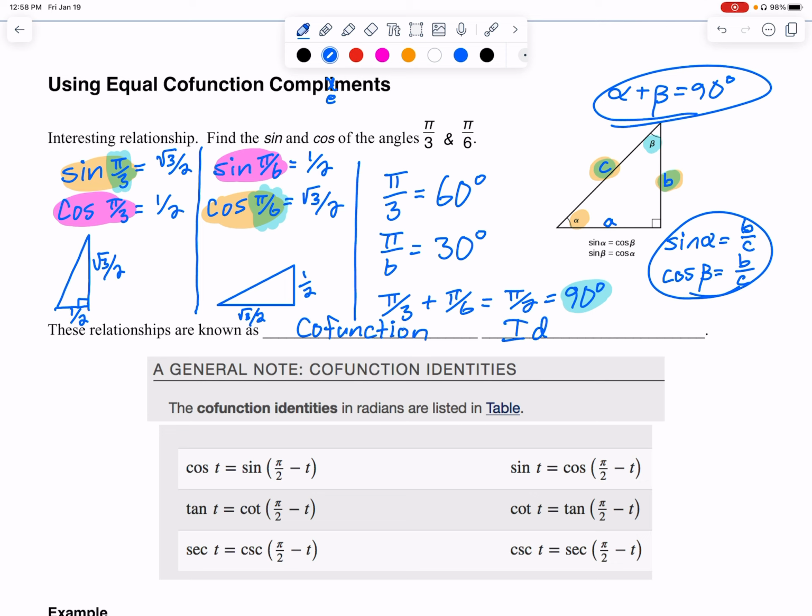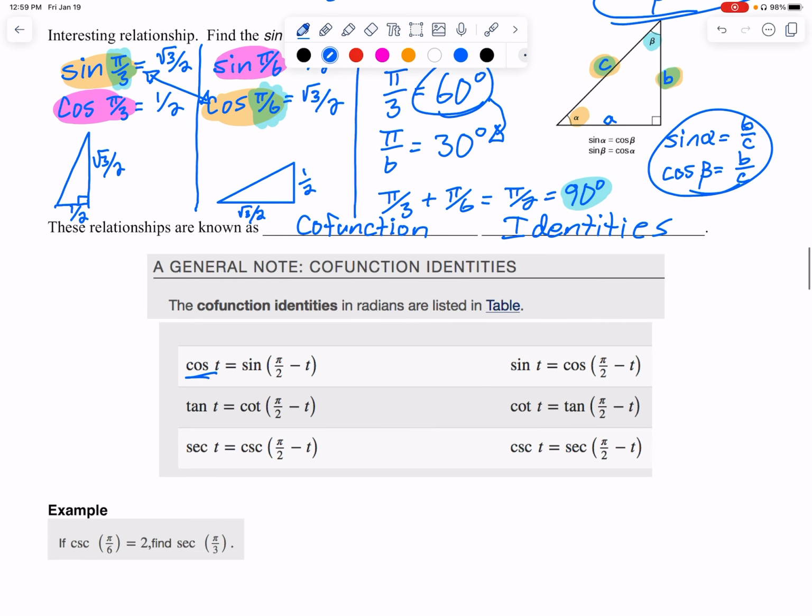identities. And the whole idea is that if I subtract my angle, like if I subtract 60 from 90, I get this other angle, which means that I get the relationship between sine and cosine. So this is what's happening here. Cosine of t is also equal to sine if I take my angle t and I subtract it from 90. But remember, 90 is pi over 2, right? So these are just in radians. If I wanted them in degrees, I could just put 90 degrees everywhere there's a pi over 2. So these are the relationships we get.